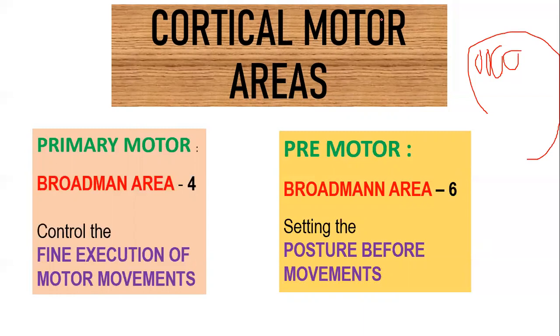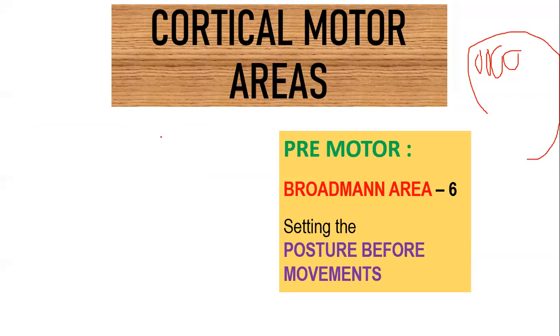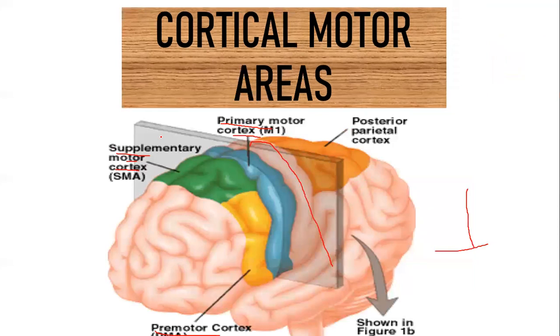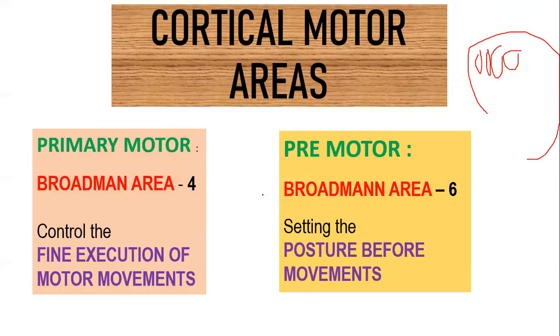This primary motor cortex, which we saw just anterior to the central sulcus, this blue color is your primary motor cortex. It corresponds to Brodmann area 4, an important MCQ. So the primary motor cortex belongs to Brodmann area 4, which means according to Brodmann, he had an area called 4 in the cerebral cortex that corresponds to the primary motor cortex. What is the function of the primary motor cortex? It controls the fine execution of motor movements.